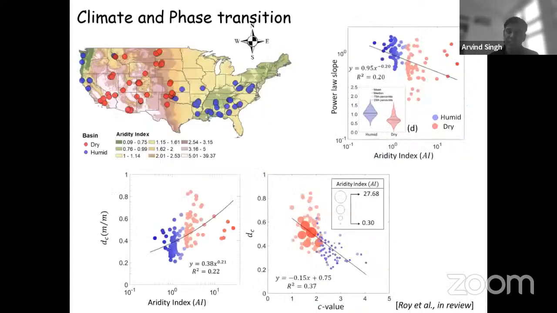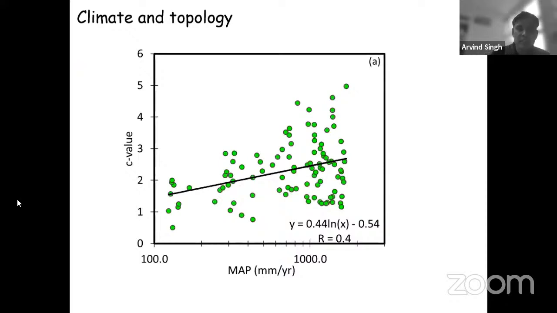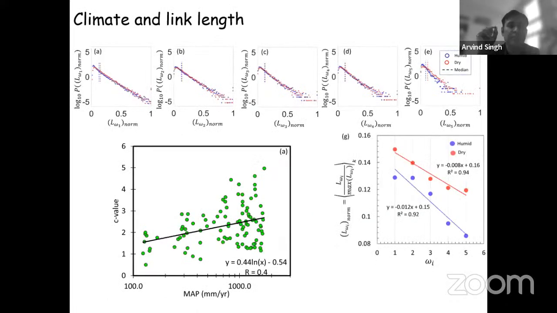To see if the climate has a signature on this phase transition, we analyze more than 100 basins across the United States and compute the distance and the power law exponent and see if they have a relation with topology and so on. As we have seen in the past, there was a dependence of the C value, that is the heterogeneity or side branching, on mean annual precipitation. We also observed that the link length extracted from the river network is also smaller in the case of humid basins as compared to dry basins.